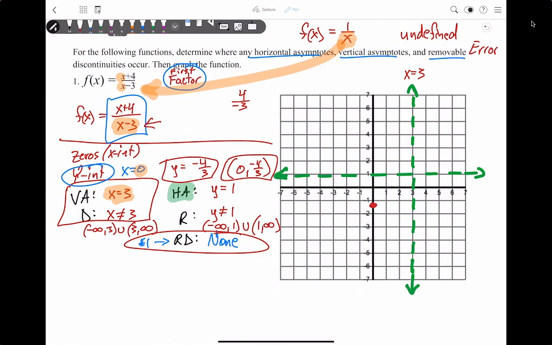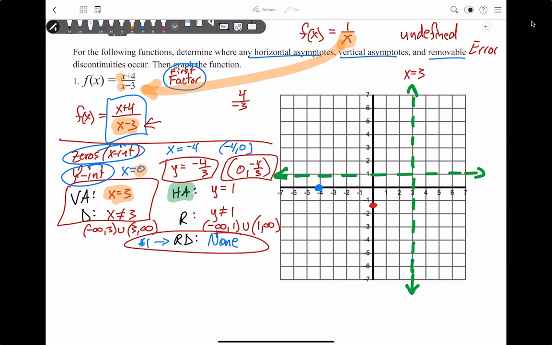And then we know that the zeros are where the numerator is equal to 0. So we'll have x is equal to negative 4, otherwise negative 4, 0 as a point. At negative 4, 0, that's where I'm going to cross the x-axis.